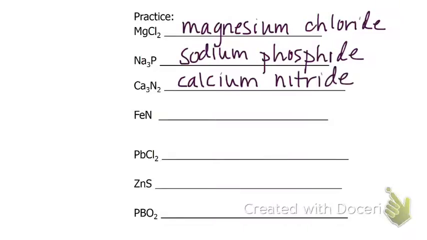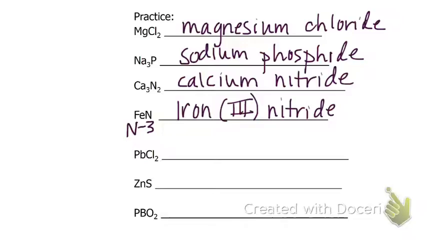Okay, the next one is a transition metal. So we have iron. And if you look at your ion list, it's going to be either iron 2 or iron 3. So we're going to look at what it's bonded with to figure out what it is. And so nitrogen is in group 15, and what do we say its charge would be? A -3. So if it's a -3, that means we have to have iron as a +3. So we would have iron 3 nitride.